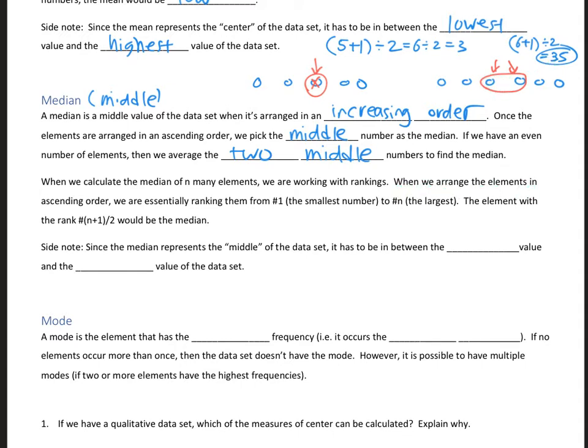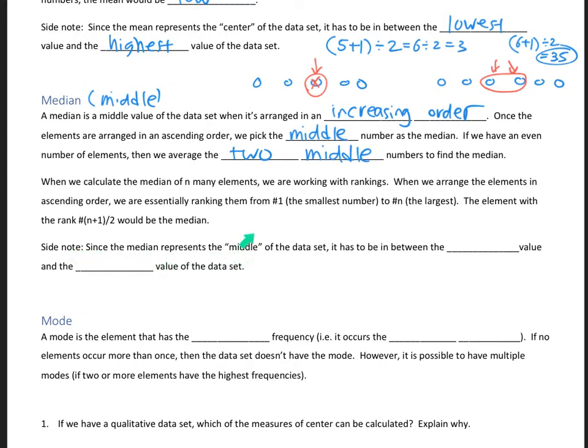When we arrange the elements in ascending order, we are essentially ranking them from number 1, the smallest number, to number n, which is the largest one, right? The element with the ranking (n plus 1) divided by 2, so this is kind of what we did, will be the median. So that's like a little shortcut.